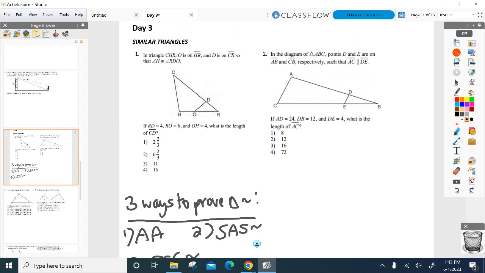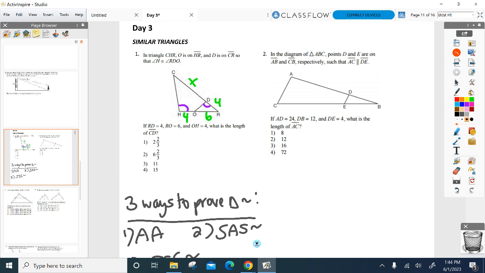All right, take a look at 1. Mark your diagram with all the givens. You got angle H congruent to angle RDO. And then we have some lengths. RD is 6. RO is, nope, RD is 4. Come on, one job. RO is 6. OH is 4. What is the length of CD?